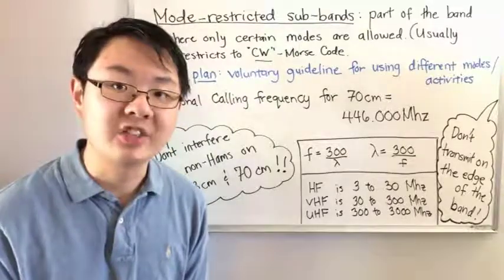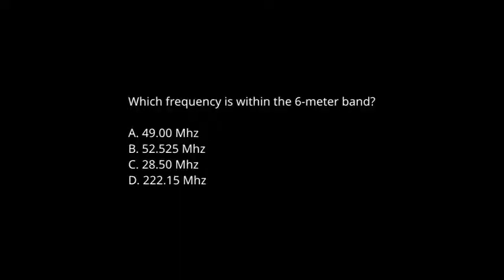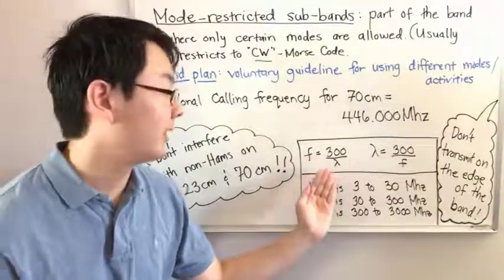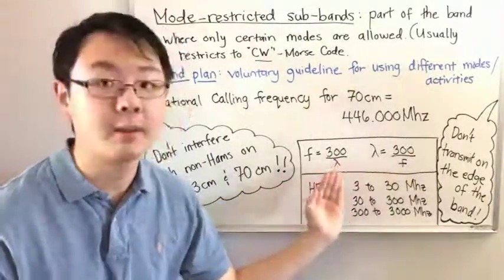So let's look at one of these sample questions, and it asks, which frequency is within the 6 meter band? And it gives you a list of choices, which you can see here on the screen: 49 megahertz, 52.525 megahertz, 28.5 megahertz, 222.15 megahertz. Which of those is within the 6 meter band? Do you remember yesterday we learned about the formula for this? I left it up here on the board. Frequency equals 300 divided by wavelength. And both of these equations are going to come in very useful.